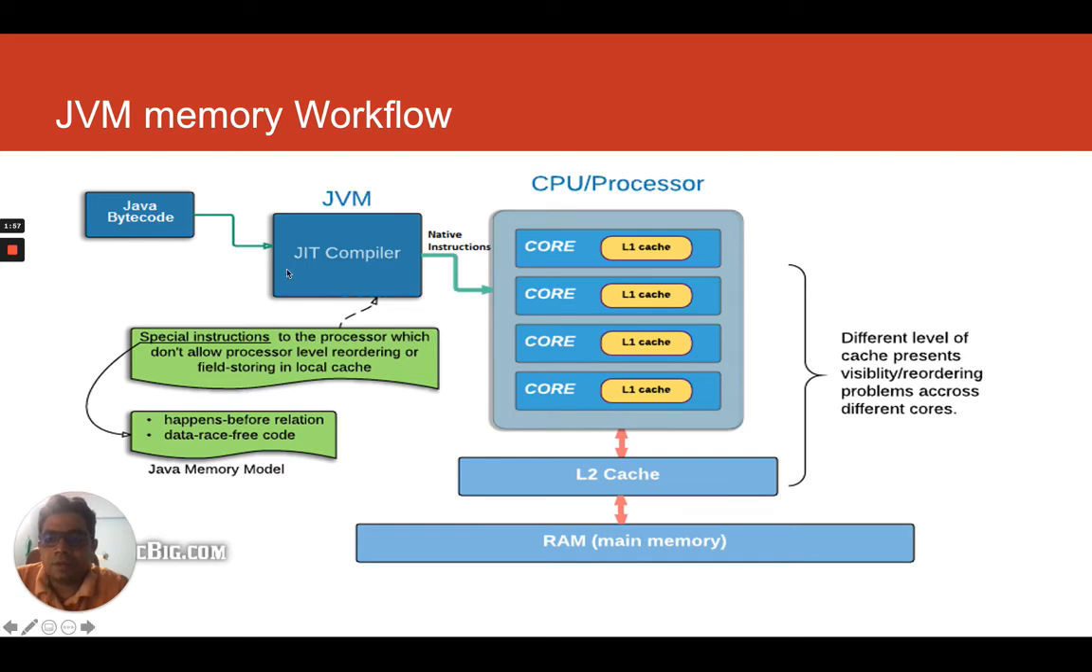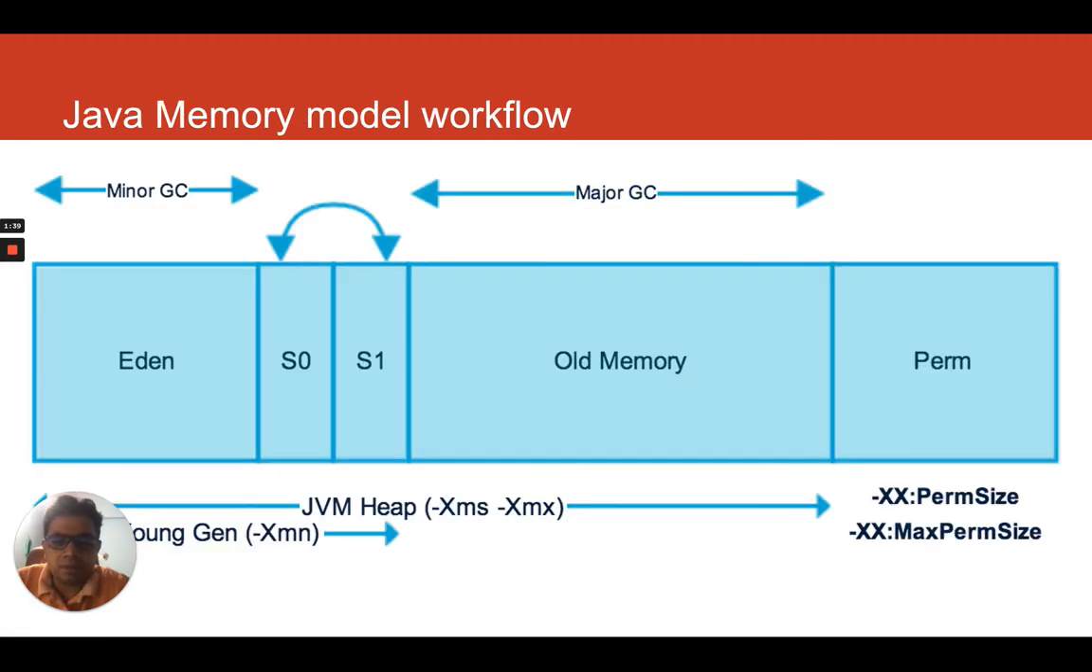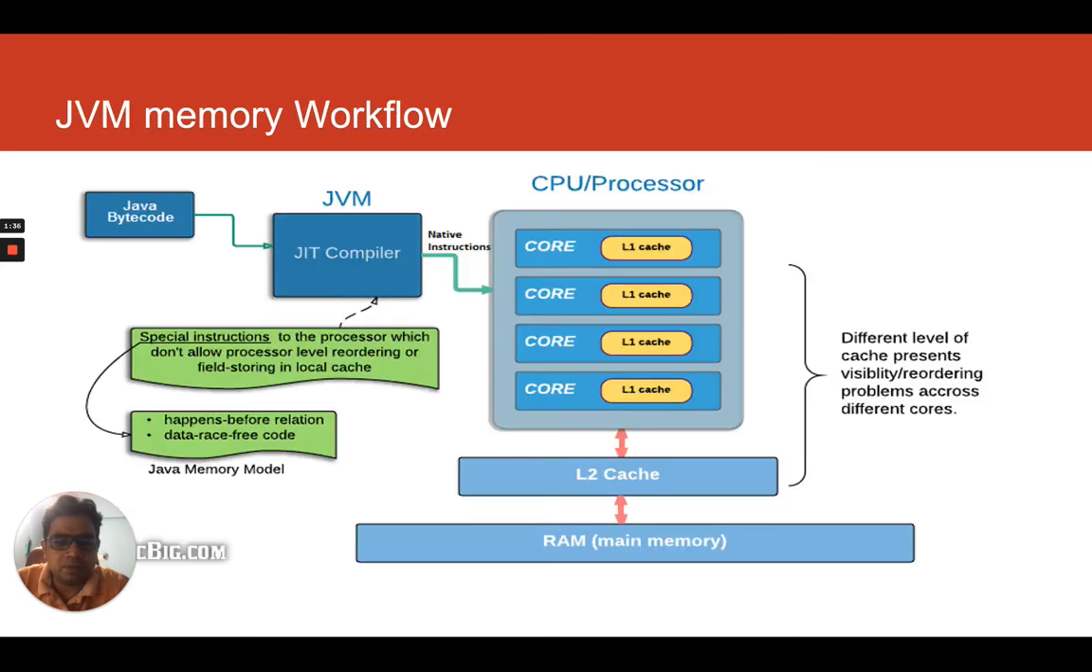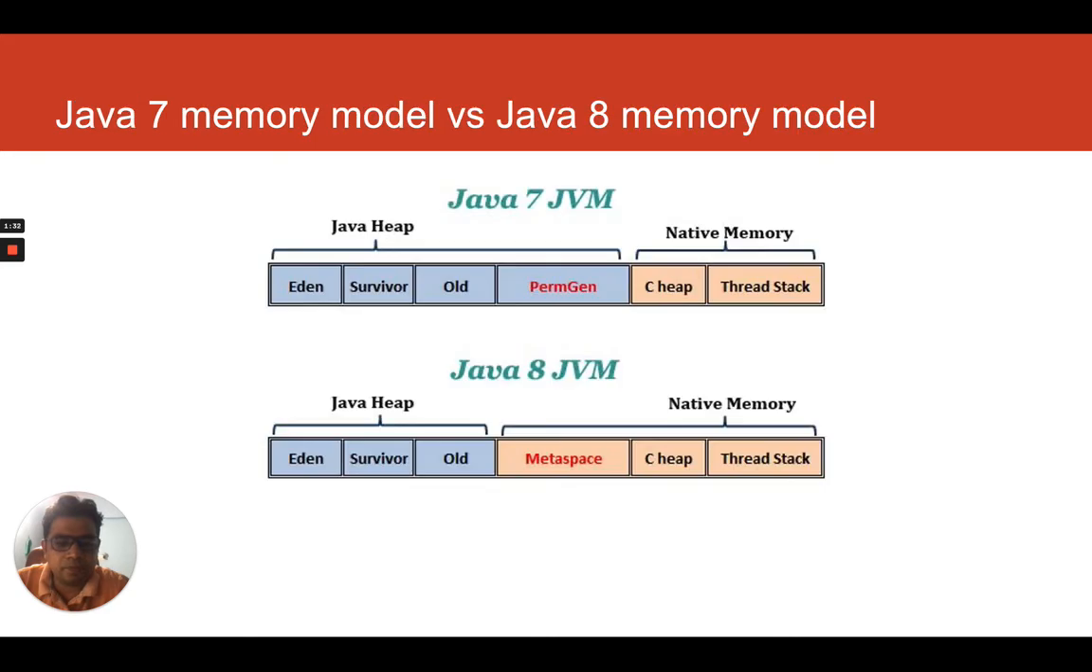Now when you write code, it gets converted to Java bytecode. It gets loaded in the JVM. And at the CPU level also, it maintains a cache, L1 cache and L2 cache. These are the different levels that are maintained. And RAM is the main memory, which is part of the native memory as well. So when I say native, it means metaspace is part of it.